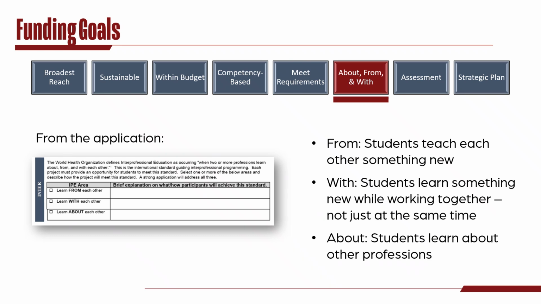Finally, the about section. This is the most common on campus where students have an opportunity to learn about other professions. And again, though, it still needs to be intentional and explicit. In each of these areas, the key takeaway is intentionality. Consider writing specific learning objectives, activities, and outcomes to ensure you're addressing these areas. Don't simply put learners together in a room and indicate that they have an opportunity to interact.